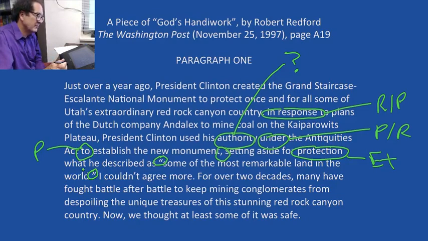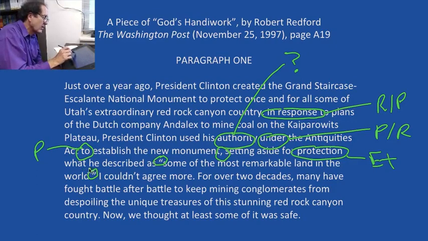Why is Robert Redford quoting President Clinton and saying how Clinton described this land? Because if you're trying to convince Clinton and trying to convince the general public to try to convince Clinton, there's nothing better than quoting Clinton himself. I mean, after all, Clinton can't say, I'm not an authority, right?